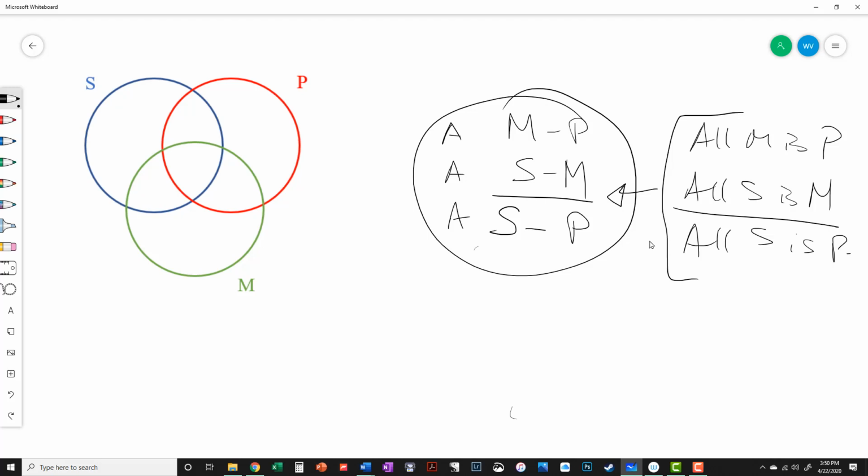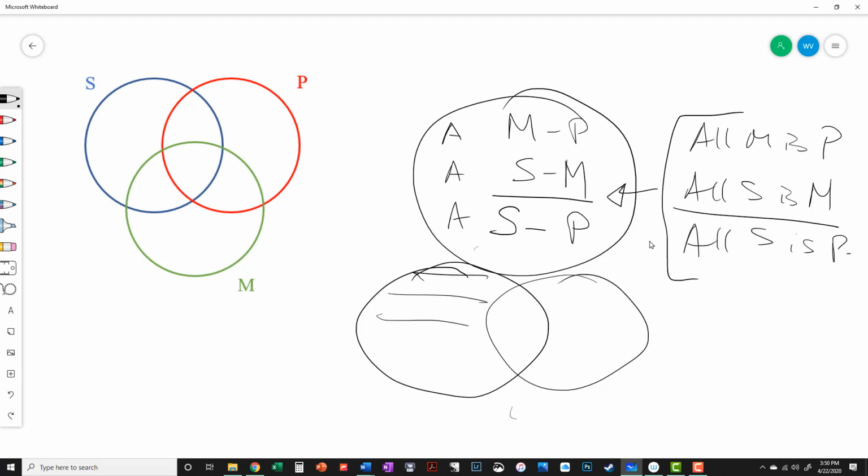It looks a bit intimidating, but it's really the same as we've been working with. Now you remember that when we've got a Venn diagram of an A proposition, we have to shade in the region of the subject class that's outside the predicate class to show that that region is empty. So that's what we'll be doing in each of these cases.